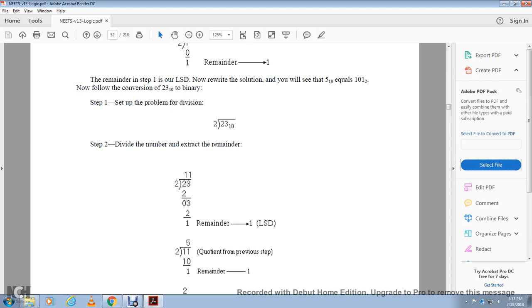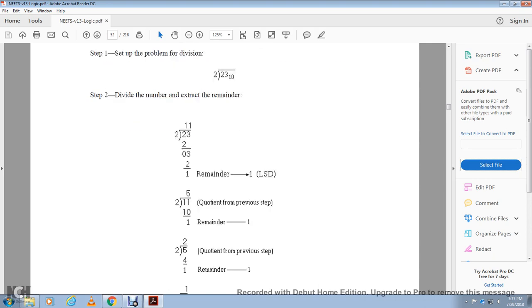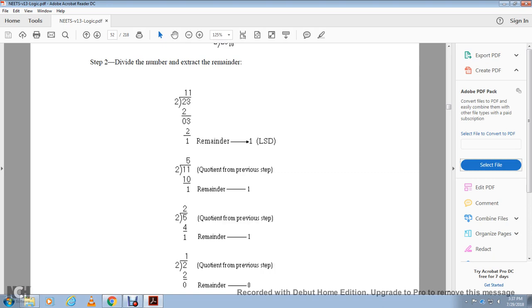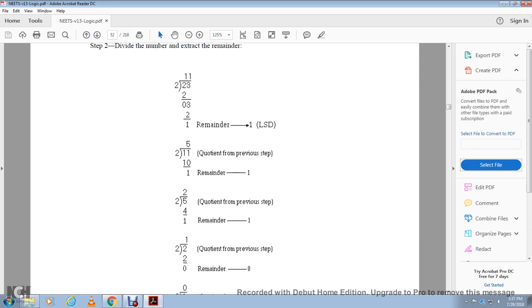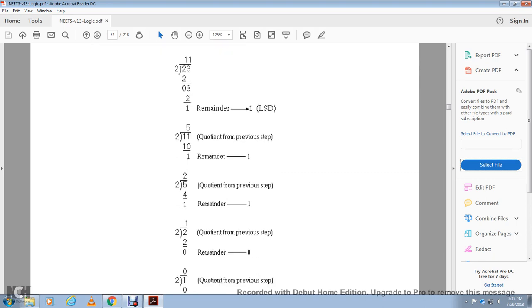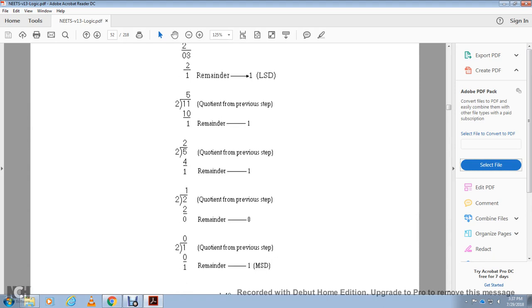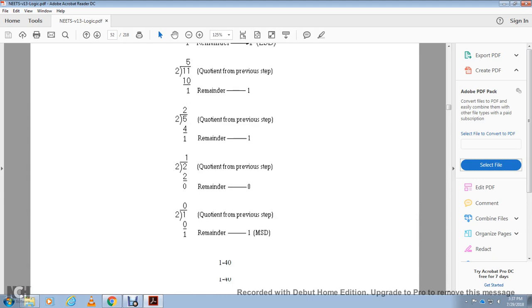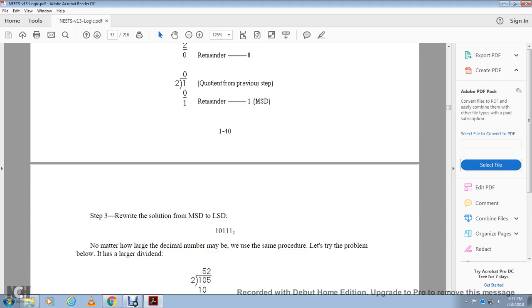Then 11 minus 1, divided by 2, would equal 5, which gives you a remainder of 1. 5 divided by 2 equals 2, with a remainder of 1. 2 divided by 2 equals 1, remainder of 0. 1 divided by 2 equals 0, with a remainder of 1, the most significant digit. Rewrite the solution from the most significant digit to the least significant digit.